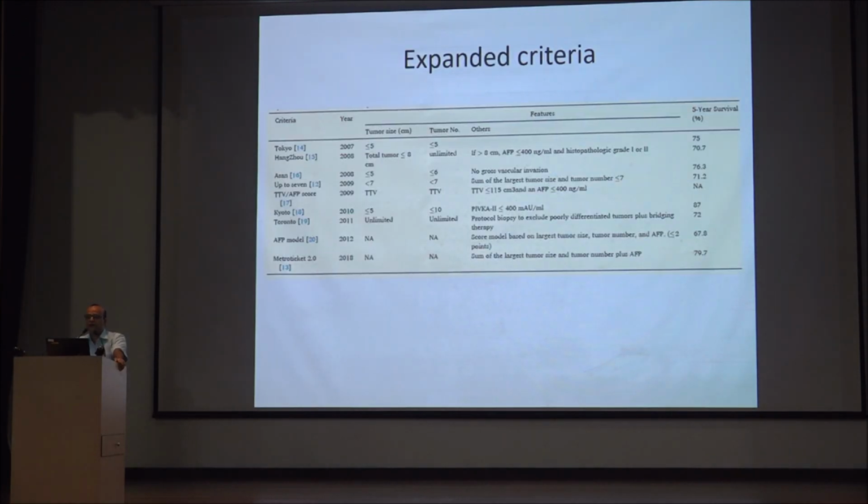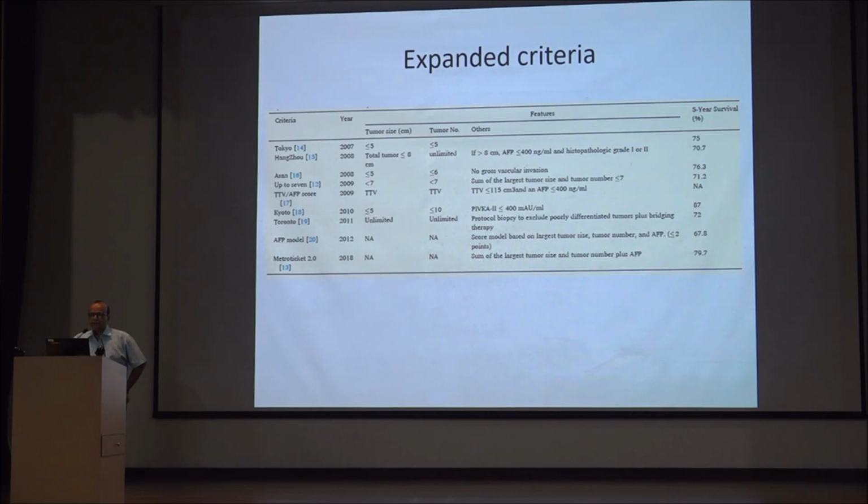Then after that, most of the prominent centers in the world came up with their own criteria and showed almost equal results. One of the most important is Tokyo, where they kept tumor size less than 5 centimeters but increased the number to 5. Then the Hangzhou criteria, the Asan criteria from Korea, then up to 7 is the Metroticket approach, again proposed by Mazzaferro himself. Then total tumor volume and AFP, the first criteria which integrated biological behavior along with tumor burden.